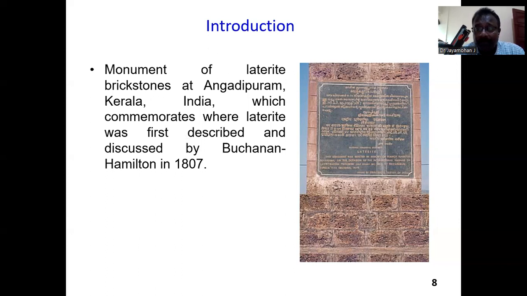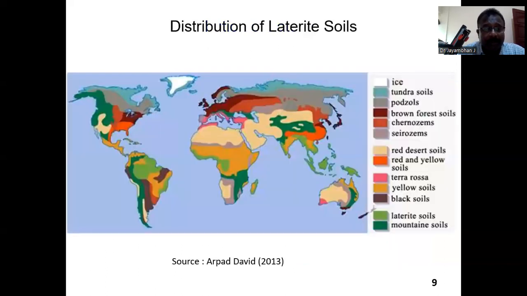This is a monument of the visit by Buchanan, and it has been discussed in the literature of Buchanan and Hamilton in 1807. Now, coming to the distribution of laterite worldwide, laterite is this light green shade. It is found in South America, in some portions of central Africa, in India along the western coast, and in other countries as well.